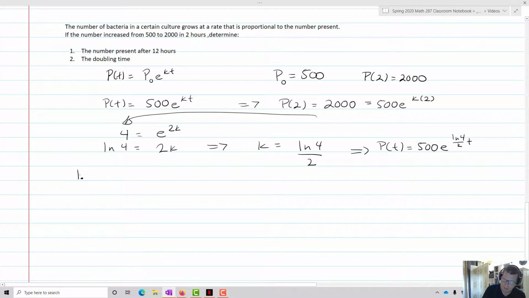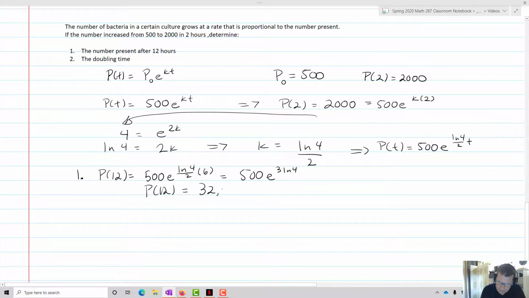Let's start with number 1. So number 1 is the number present after 12 hours. So this is going to be P(12), which is going to equal 500e^((ln 4 / 2)·6), which ends up equaling 500e^(3 ln 4). Now we'll plug that into our calculator in order to figure out what that is. What we get then is that P(12) is going to equal 32,000 bacteria.